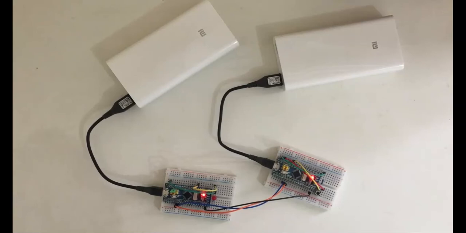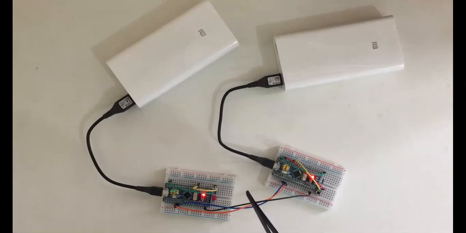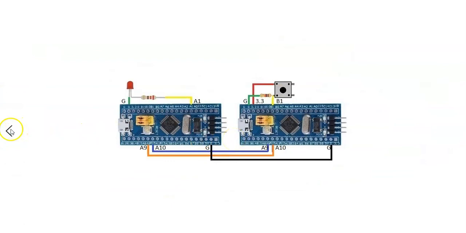The code is uploaded. Let's see how it works. On, release, off. Press on, release, off. Now I'm going to remove these 3 cables again. I'm just going to connect a LoRa module to this side, and another LoRa module to this side, and see how it works. We remove these 3 wires and then we can connect the LoRa module.